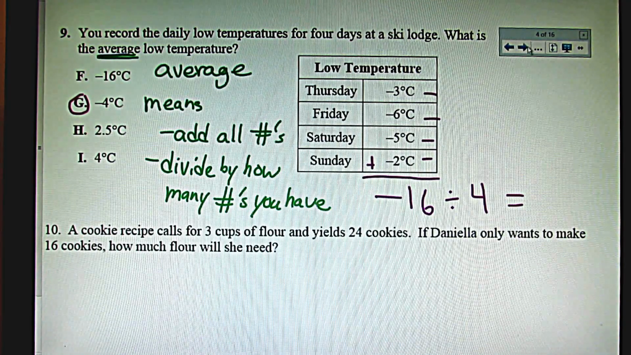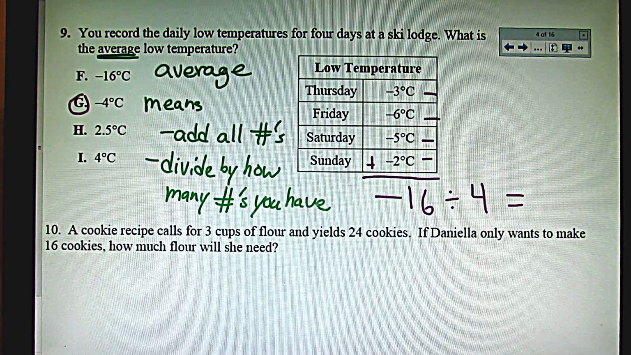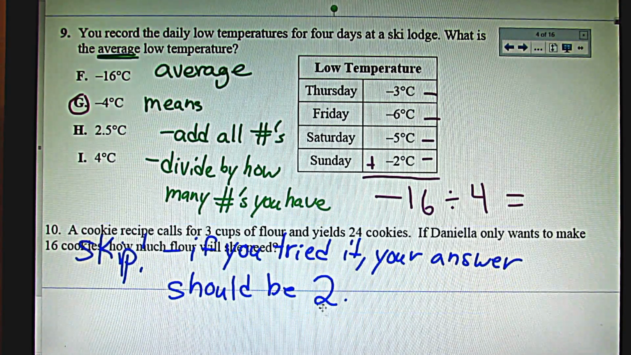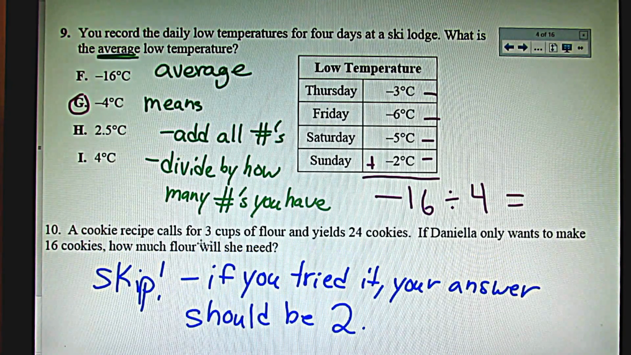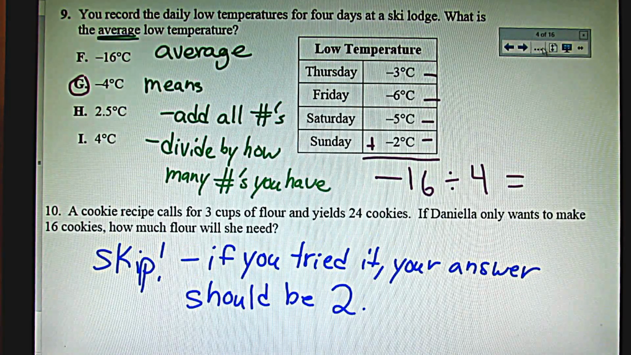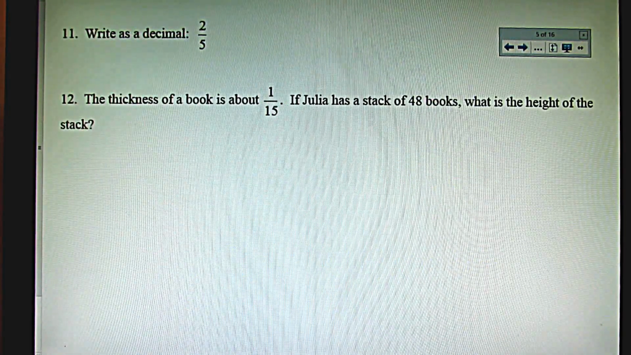Okay. Number 10, I want you to skip. If you tried it, you should get 2. But we're going to skip that one for right now because it's not something you're going to need on your quarterly. Okay, moving on. Number 11.